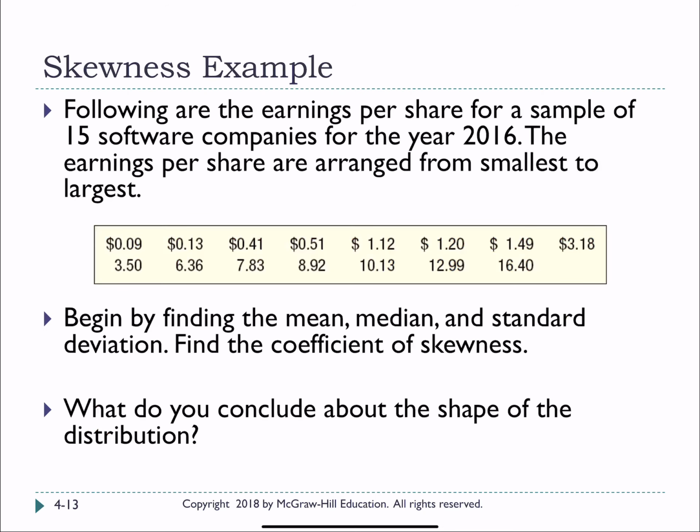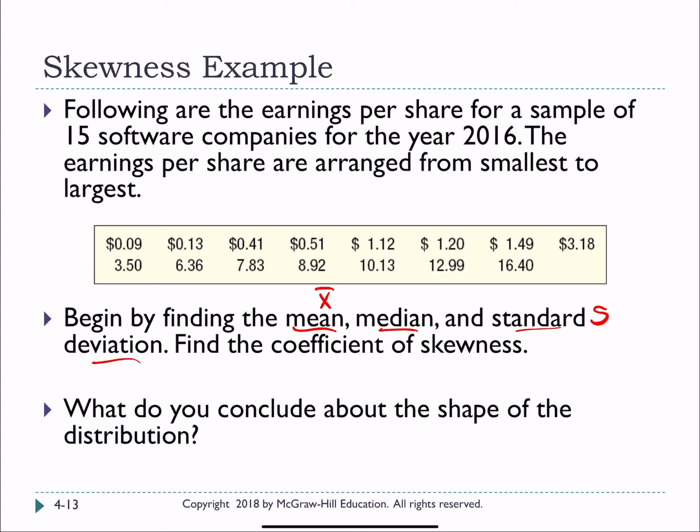So let's work out an example. Here we have some earnings per share for a sample of 15 software companies back in 2016, and we've already arranged those earnings per share from smallest to largest. Some of the work has been done for you. So in order to calculate our skewness coefficient, first we have to find the mean, right, our X bar. We have to find the median, and we have to calculate the standard deviation, S. We're going to need all of those things in order to use the formula 4.2 that we were given.